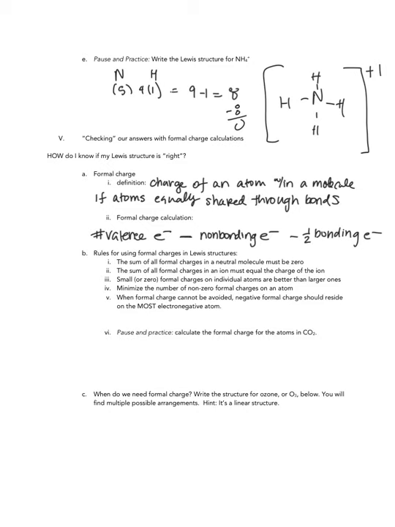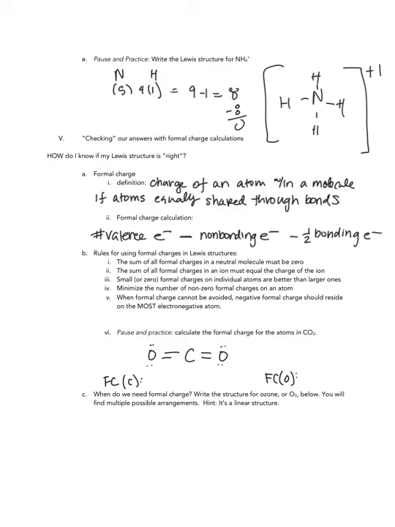So let's practice. We've already worked through the structure of CO2. It's a carbon double bonded to an oxygen on each side. Use your new skills to calculate the formal charge on each atom. So go ahead, pause the video and practice.